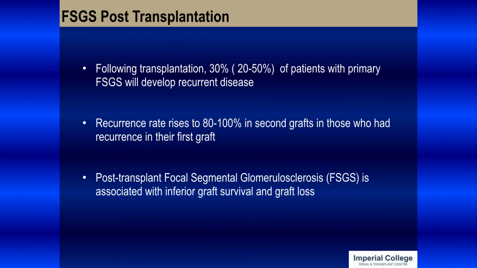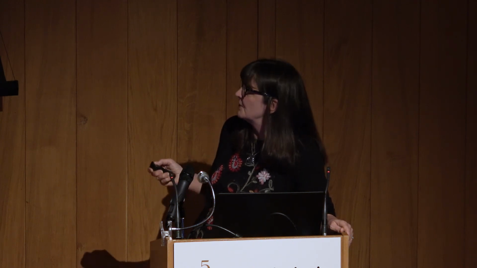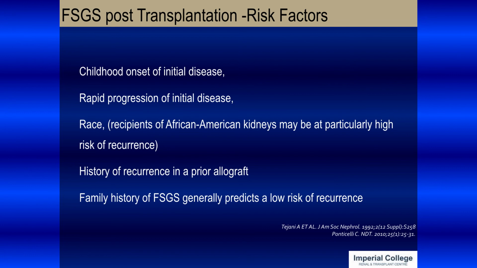So following transplantation, 30% of patients with primary FSGS will develop recurrent disease. And the recurrence rate rises to 80 to 100% in second grafts in those who have recurrence in their first graft. So it's bad news if this happens to you. And post-transplant FSGS, unsurprisingly, is associated with inferior graft survival. So what are the risk factors?